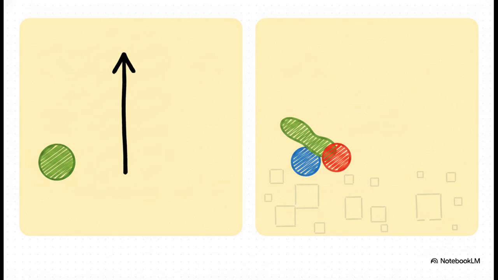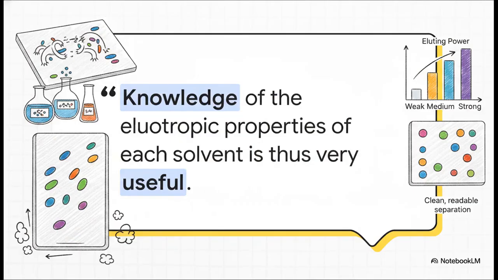In a mixture, it's constantly competing with other substances for those limited sites, which completely changes how far it travels. Because this competition is so fierce, our source text drops a crucial piece of advice. Knowledge of the allotropic properties of each solvent is incredibly useful. Allotropic property is really just a fancy way of saying the solvent's eluting power.